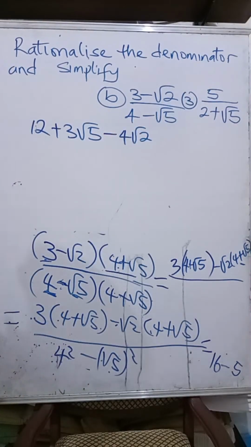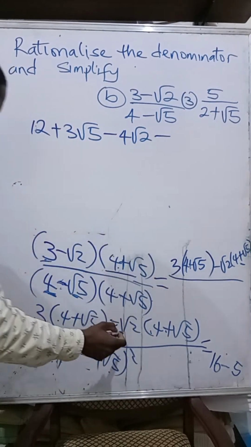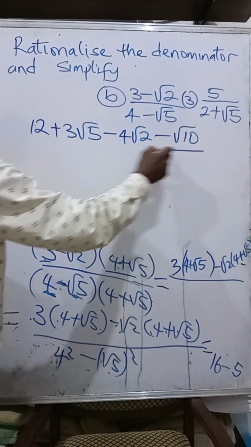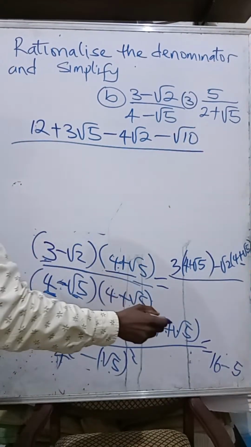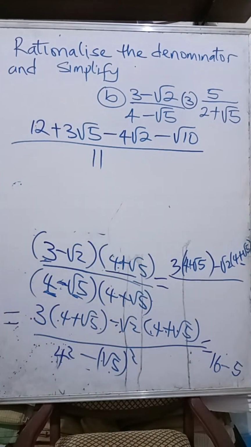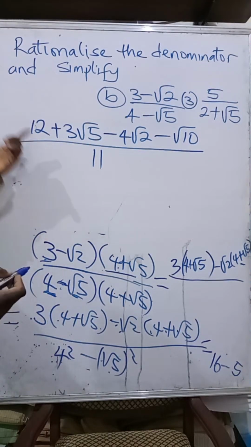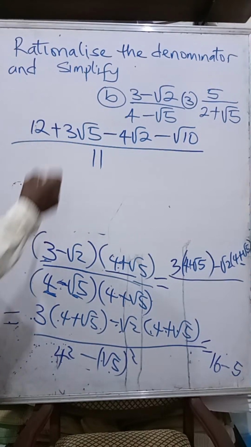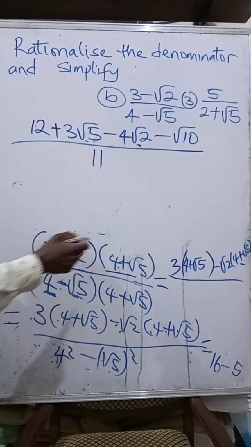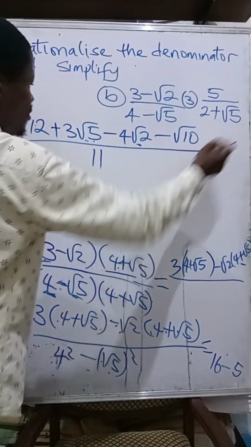Okay. And then minus times a plus, that's minus root 2 times root 5, that's a root 10, all over 16 minus 5, that's 11. Then you check if there is anything addable. If it's addable, you do that. Root 5 is here, root 2 is here, so you cannot combine this one together. So that's what we have in this case.